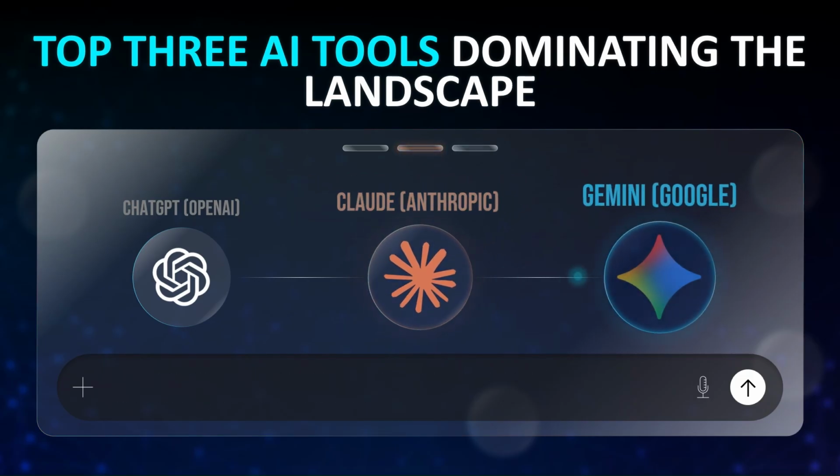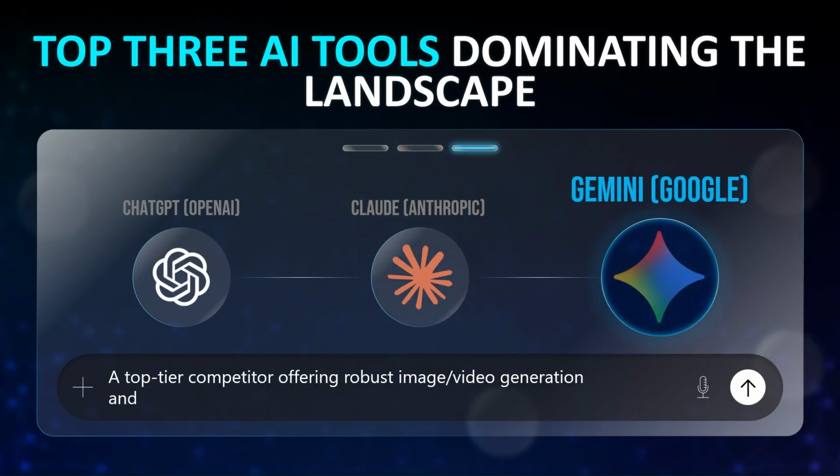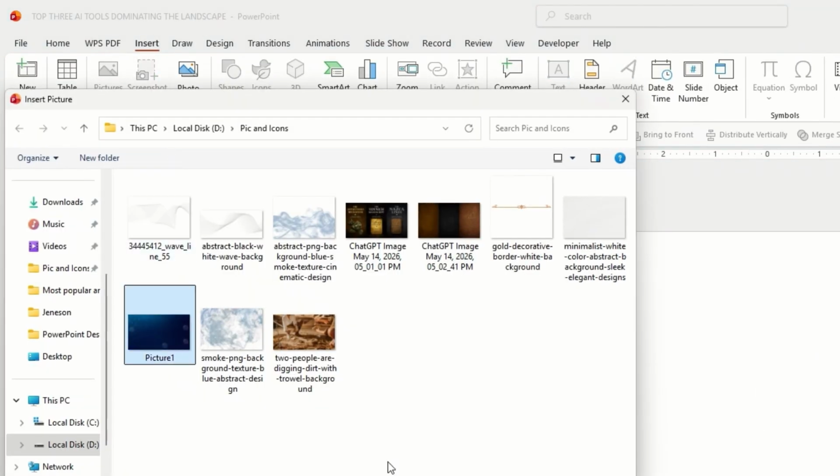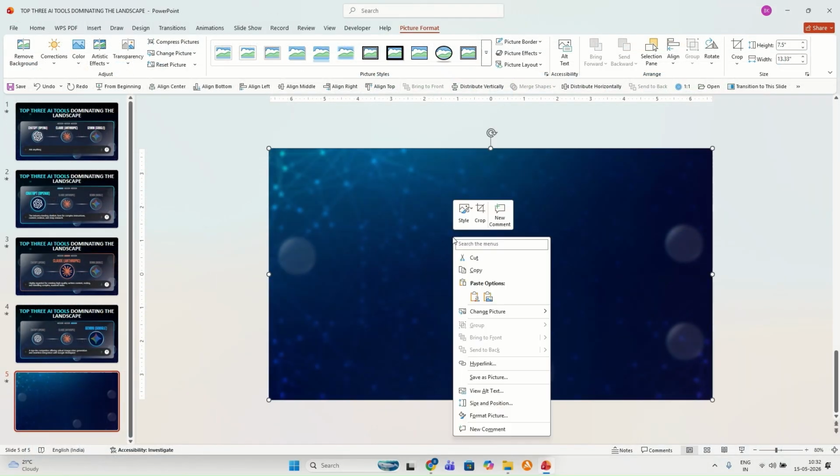Let's start with a blank slide. I'm going to insert an image on the slide that I've downloaded. I'm going to go to Insert, Picture. I'm going to select the option This Device. Now I'm going to insert this image on the slide. I'm going to select the image, right click on the mouse, and select the option Cut.